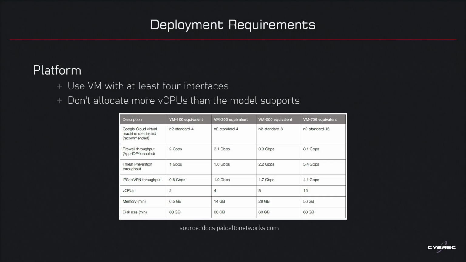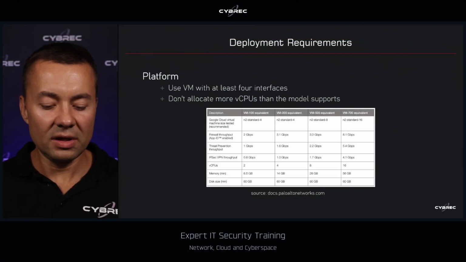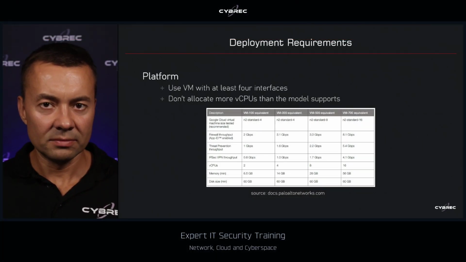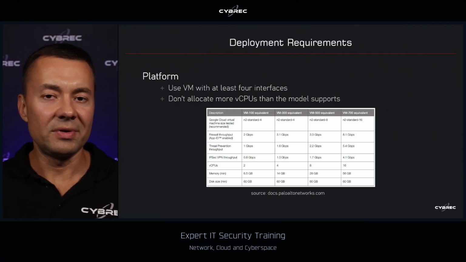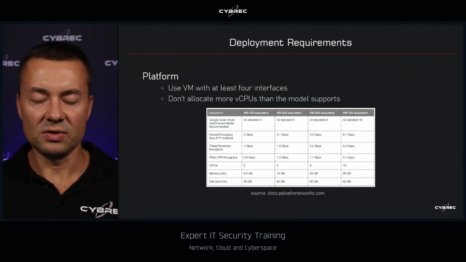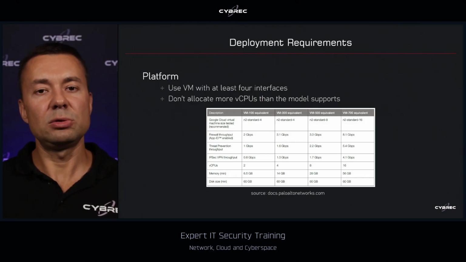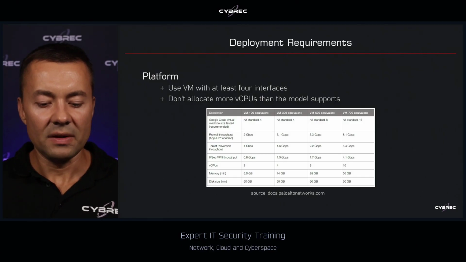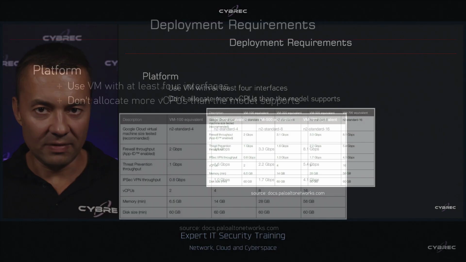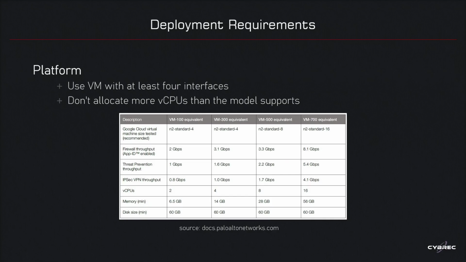Right, so we've got 4 interfaces at least for the pay-as-you-go deployment, and the other one is those CPUs. Just don't allocate more than what the model supports. For instance, if VM100 is set to use 2 CPUs, you don't want to give it 3 or 4 because it's not going to use anything above that. So ideally, just try to configure a virtual machine that matches this table to find the right equivalent, because allocating more CPUs, again, is going to be a waste of resources. The software is not going to use them.